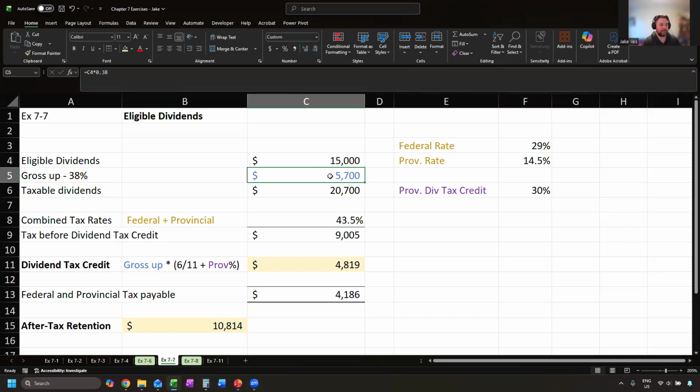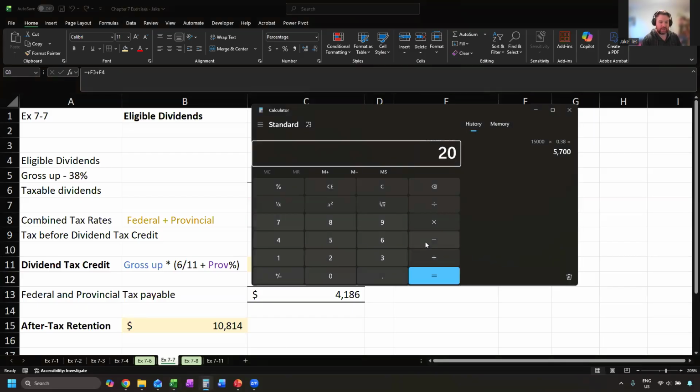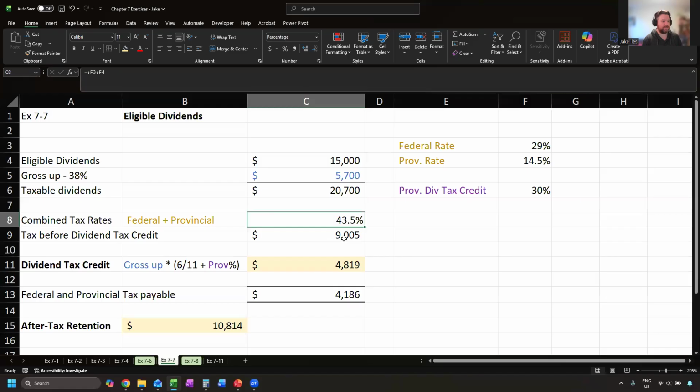So we're adding that income back. That was taxes already paid. So the taxable dividends, the pre-tax income amount, is 20,700. We've added these together, so Miss Holt needs to report taxes on $20,700. Her federal rate is 29, provincial rate is 14.5. So combined, that's 43.5%. So if we take 20,700 times 0.435, the taxes owing is $9,004.50. We can round that to 9,005.